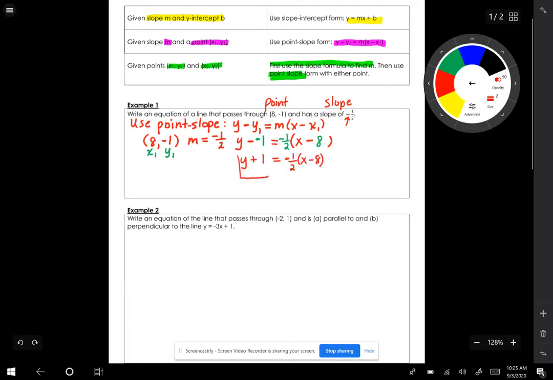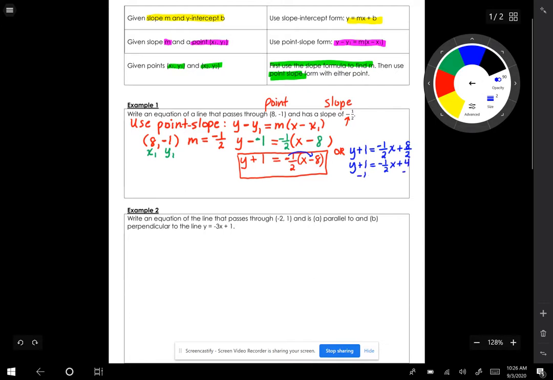And this is totally fine if I don't specify what form I want it in. If I just say write an equation of a line, but I don't say what form, that is okay. However, if I do say what form, we are going to multiply out the right side. So we have y plus 1 equals, use the distributive property, -1/2 times x is -1/2 x, and negative times negative is a positive. So positive 8 over 2, because you're multiplying straight across. That's y plus 1 equals negative 1/2 x plus 4.